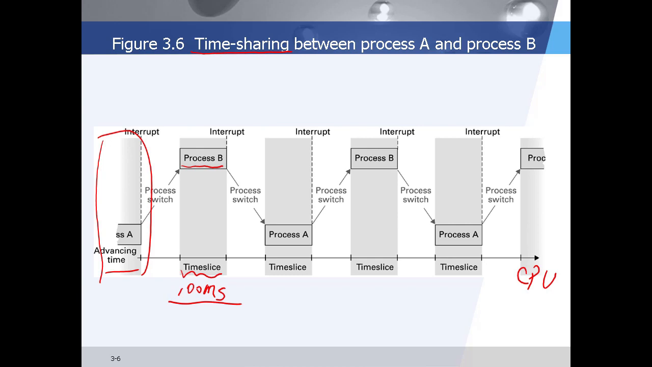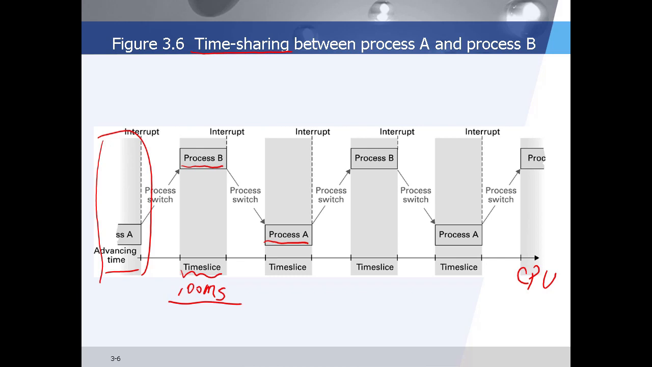So this is the concept of time sharing. Different processes actually share the CPU time, because one CPU core can only execute one process at a time. So in this case, when process A is running, process B is actually not running.